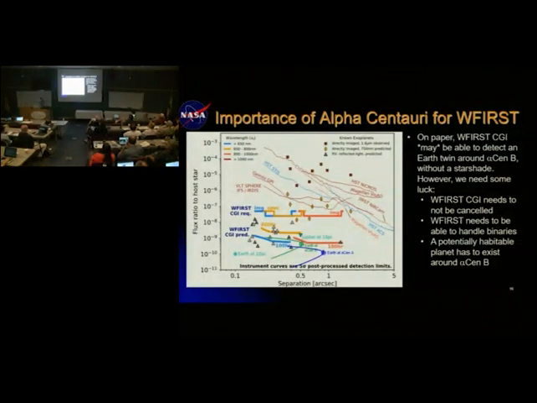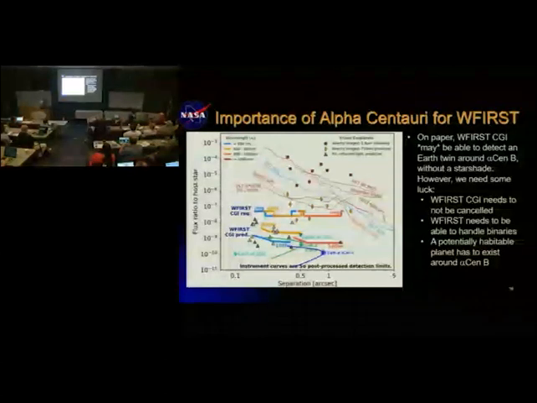And in gibbous phase, it's 10 to the minus 9, which brings a gibbous phase Earth twin around Alpha Centauri b within the range of detection of WFIRST. Now, before you go out and tell everyone that, oh, Russ told me that WFIRST can detect Earths, we need a lot of luck. First, CGI needs to not be canceled.